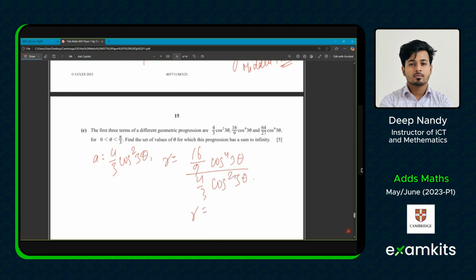So r equals 16/9 divided by 4/3, which is 4/3, times cos² 3θ. This is the value of r we're getting.